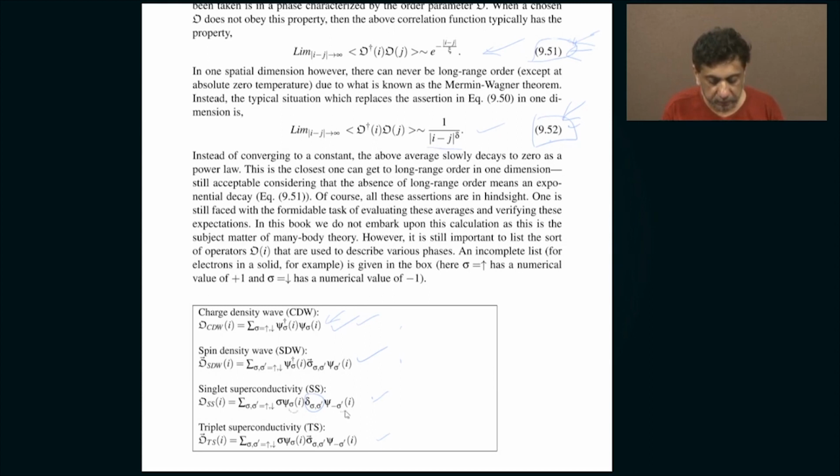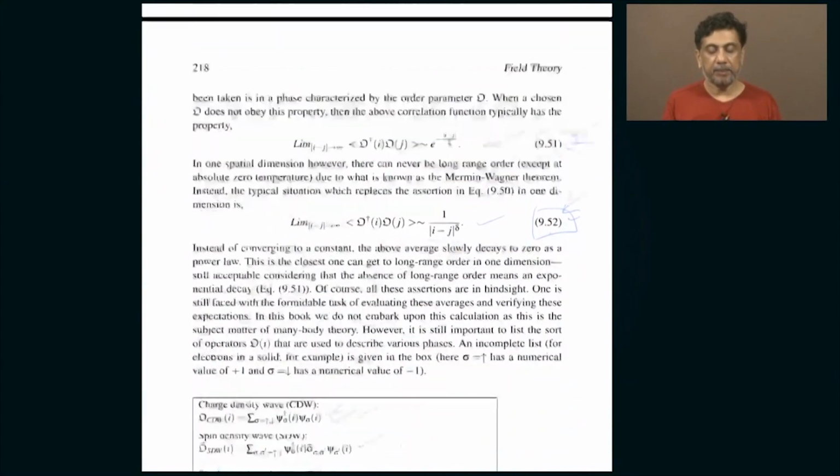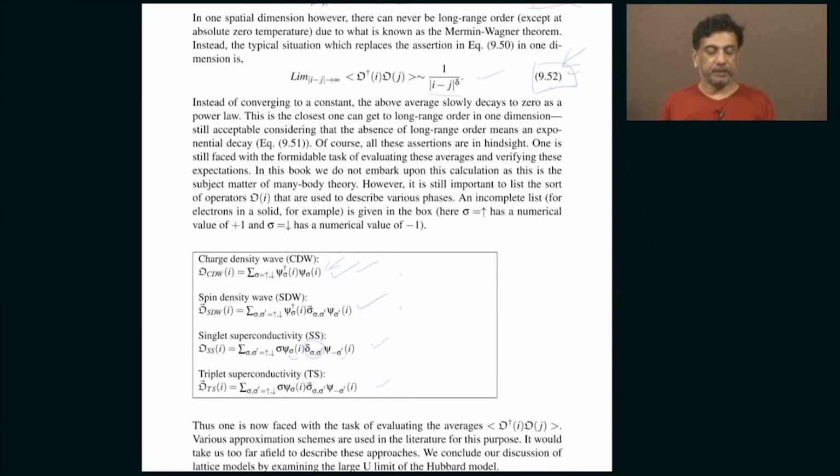So, sigma, and this is minus sigma, because sigma dash equals sigma. So, you create one electron with upspin and down, or annihilate one electron with upspin, annihilate one electron with downspin. So, you are creating a hole with upspin, hole with downspin simultaneously at lattice point i. And if that operator obeys 9.50, what that means is that there is a phase characterized by this order, this peculiar order.